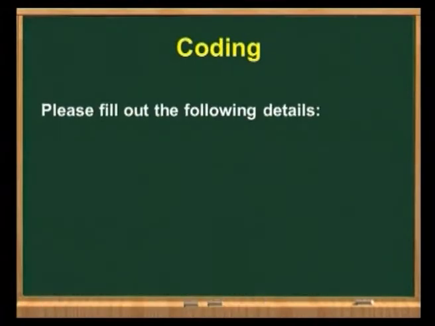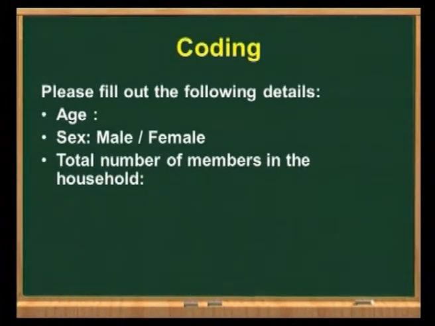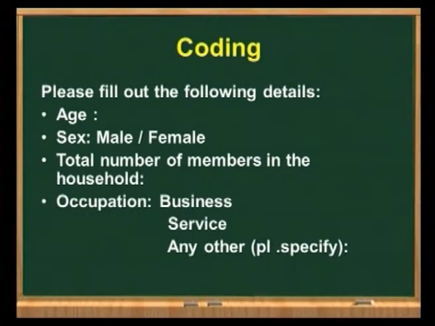Question number 6 is divided into 5 parts. For each of the parts, one separate column is required. 6A indicates the age of the respondent, which will be recorded as per the data revealed by the respondent. Question 6B is concerning the sex of the respondent. Here male respondents are coded as 1, whereas female respondents are coded as 0. Question 6C indicates the total number of members in the household. Question 6D is concerned with the occupation of the respondent.